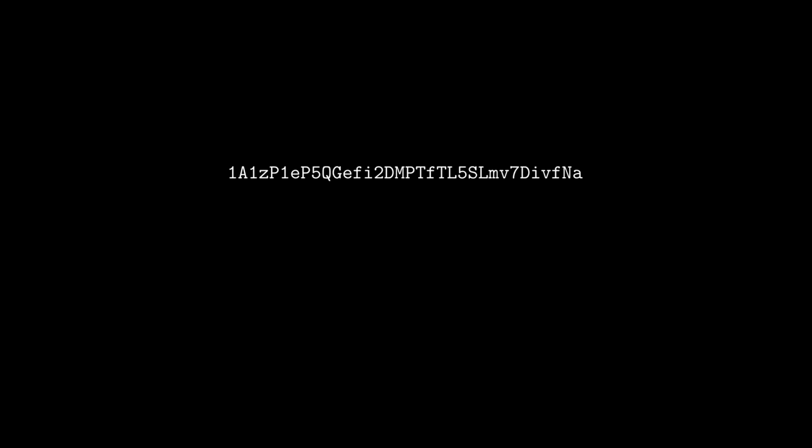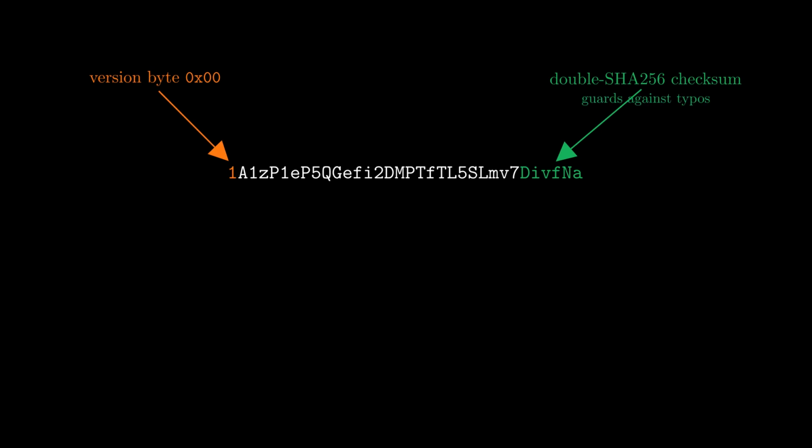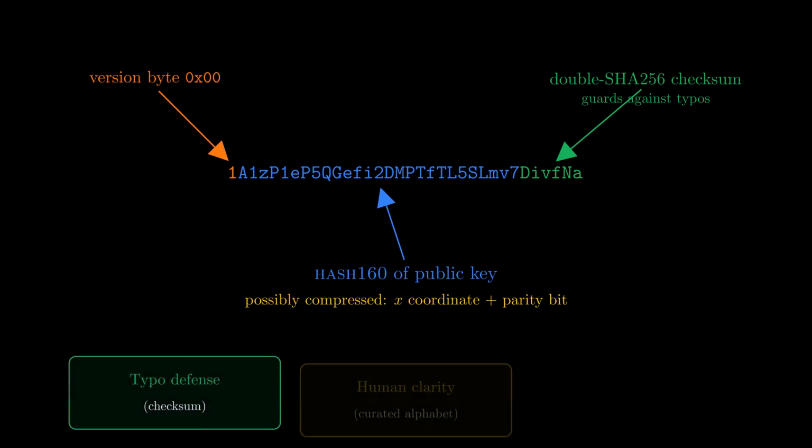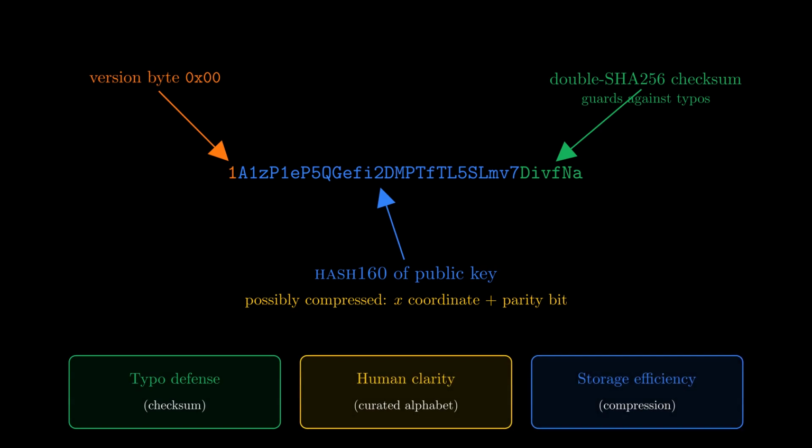Let's return to where we started. 1A1zP1eP5QGefi2DMPTfTL5SLmv7DivfNa. The leading 1 came from a version byte of 0x00. The absence of zeros and capital O's came from Base58's curated alphabet. The 4 trailing bytes before encoding were a double SHA-256 checksum guarding against typos, and the 20-byte hash inside was computed from a public key that might itself be a compressed point, storing just an x coordinate and a parity bit. Every character in a Bitcoin address has a story, small engineering decisions compounding across a global system.